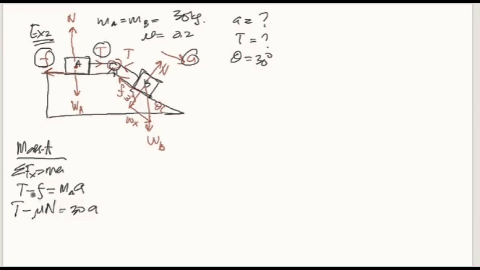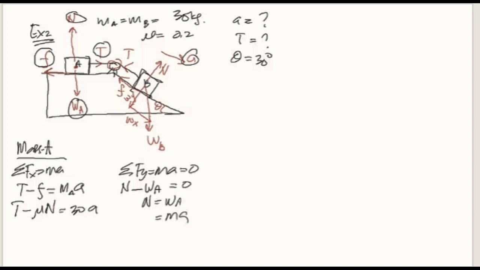So N here must come from Fy, which is also equal to MA, since the object doesn't fly, doesn't move, doesn't jump, so it's equivalent to 0 here, okay. So Fy here will have positive N and negative W_A. So N minus W_A equals zero. So N equals W_A, so N equals M times G, okay. So 30 times 10, okay. Equals 300.